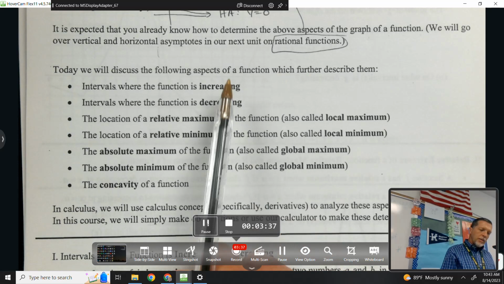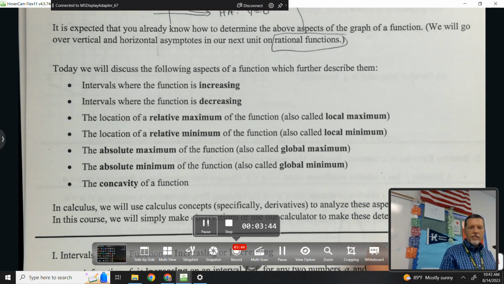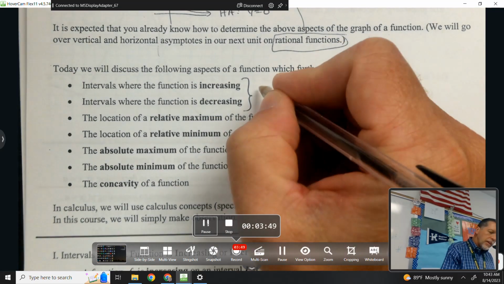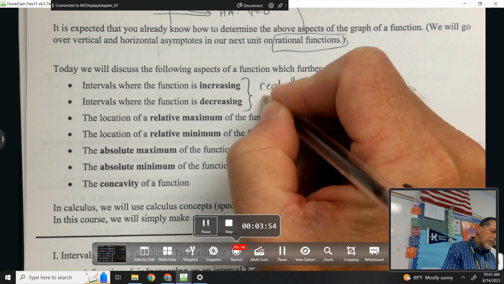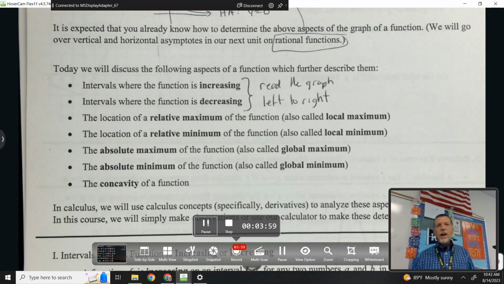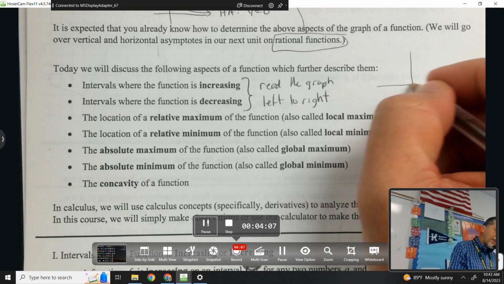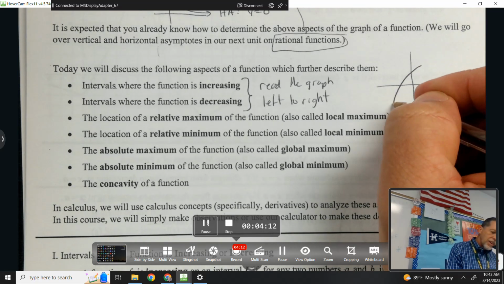Today we're going to talk about increasing and decreasing, relative maximums, relative mins, absolute max, absolute mins, and maybe even a little bit of concavity. The big deal with increasing and decreasing is you have to read the graph left to right. Read a graph like you read a book, left to right. And there's one way I can do this that will intentionally mess you up, try to trick you.